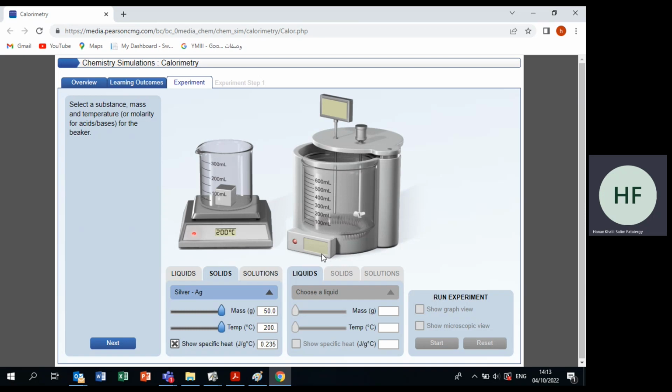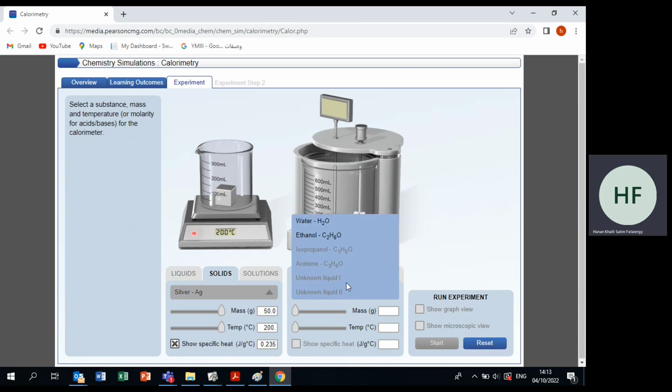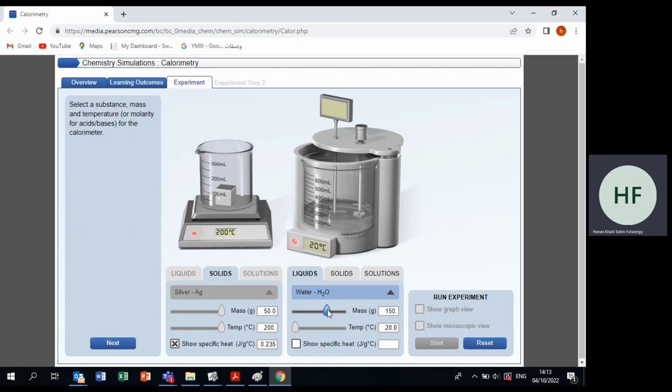Okay, now what I will do is I will put this in a liquid. Of course I will choose water. I will fill this one with water. Okay, let's choose a mass of water equal to 200 grams. Now again, notice 200 grams is equivalent to 200 milliliters. Now, remember, I have two things. I have a metal. The mass of metal is 50. Its initial temperature is 200 and its specific heat is 0.23.